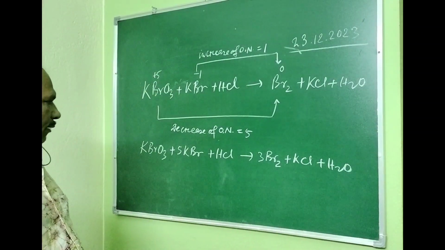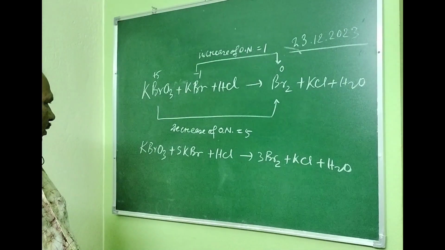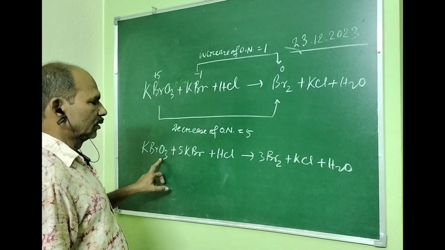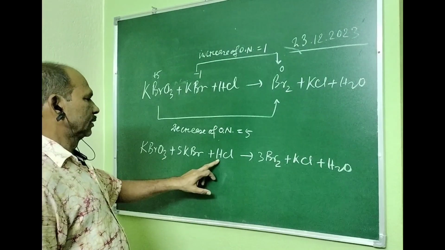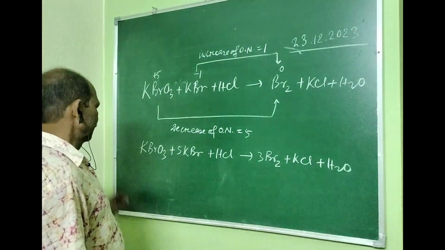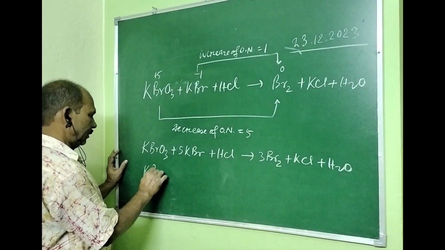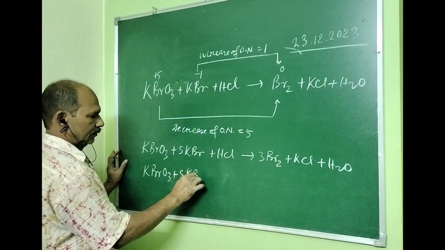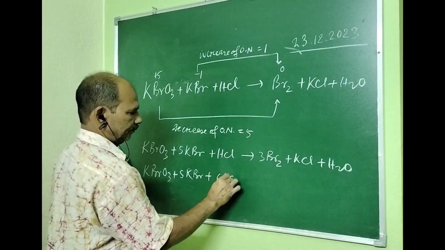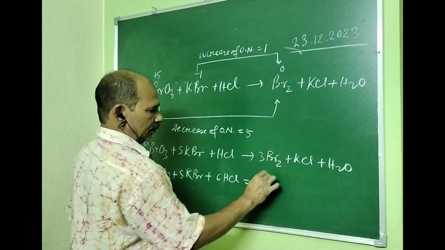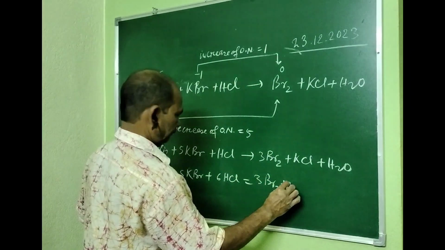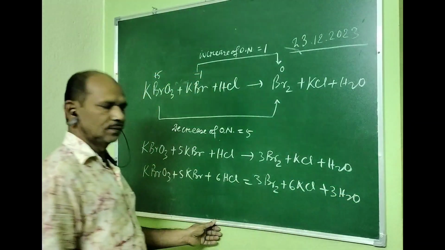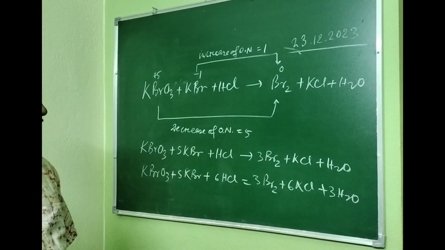Adjust the number of H2O molecules. You have 3 oxygens here, so 3 H2O molecules will be produced, so 6 HCl is required. Okay. So the balance equation is KBrO3 plus 5KBr plus 6HCl gives 3Br2 plus 3H2O plus KCl. So this is the balance equation for this reaction.